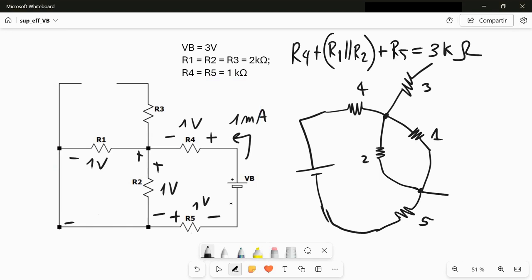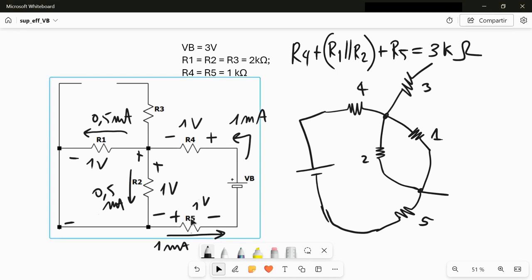So 1 volt here. And then as R1 is 2 kilo, I have here 0.5 milliampere. And here another 0.5 milliampere. These 2 half milliamperes combine back and give me 1 milliampere here, which is coherent with the fact that R5 is 1 kilo ohm and I have a voltage drop of 1 volt here. You can solve this with the meshes, but this is the result, and I want to show you that all the circuit must be coherent. Okay, so you can also check that this makes sense or not.